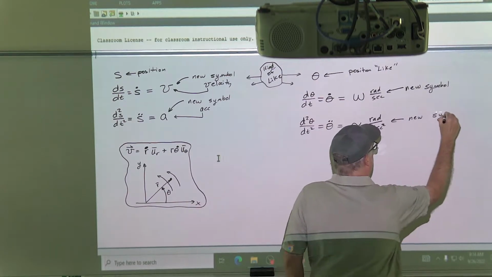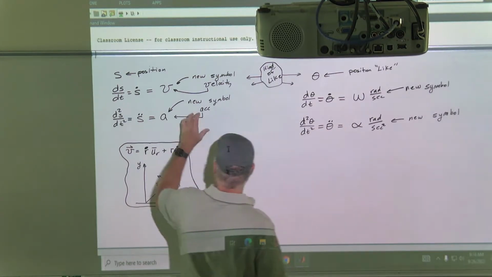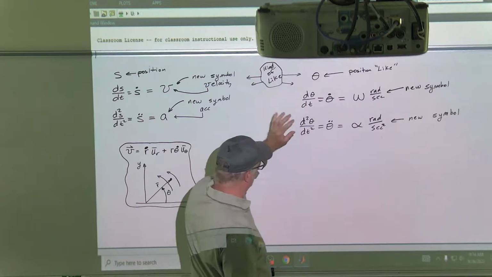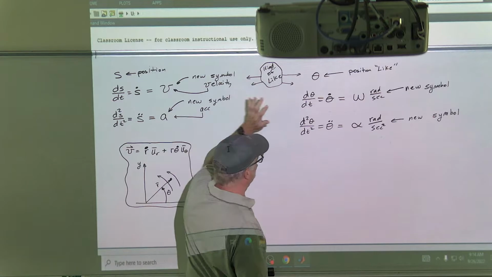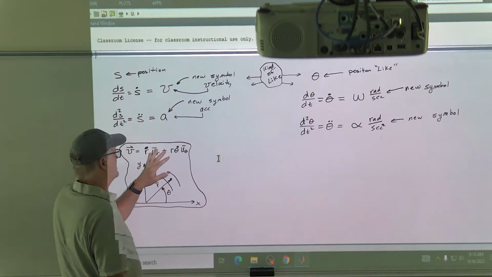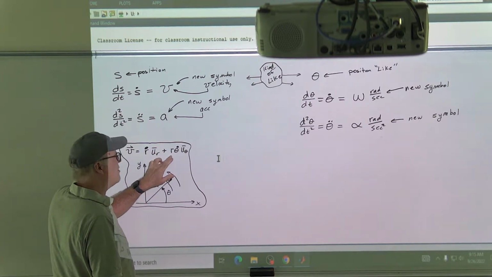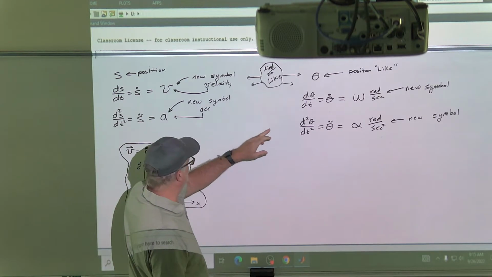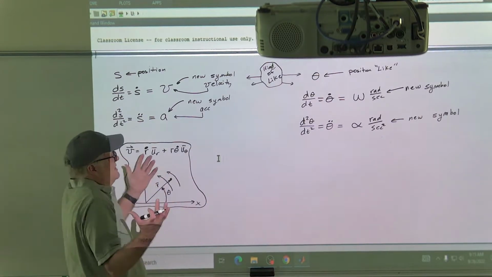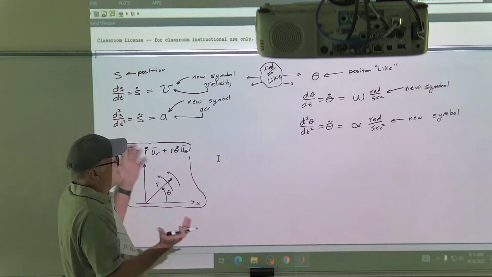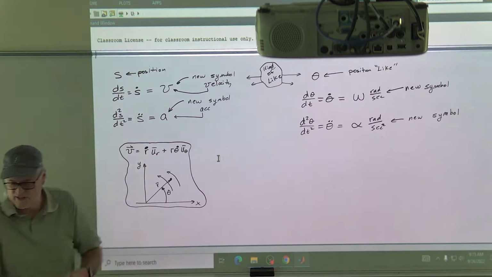Now, I think the reason they chose something like this is that this one has physical significance. This one doesn't unless you put it in the context with this. So theta dot times r is the actual velocity, one of the velocity terms. But if it's not there, there's no symbol, there's no word for it. So I think that's why it was done this way.